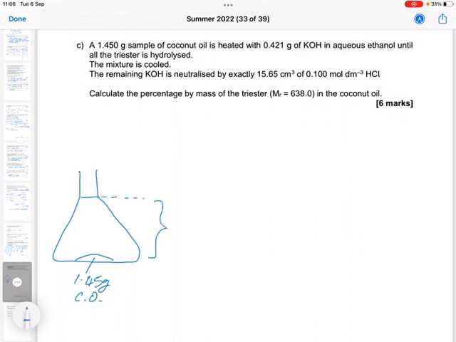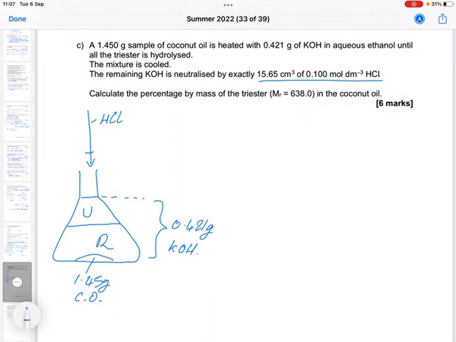And then what I've added to this here is 0.421 grams of potassium hydroxide. Now, this is in excess, obviously, because there's some left over. So when I've added this, what has happened is some of it has reacted with the coconut oil and some of it has been left unreacted. And it's the unreacted that then reacts in the titration with the hydrochloric acid from above. So the hydrochloric acid here is reacting with the unreacted potassium hydroxide.